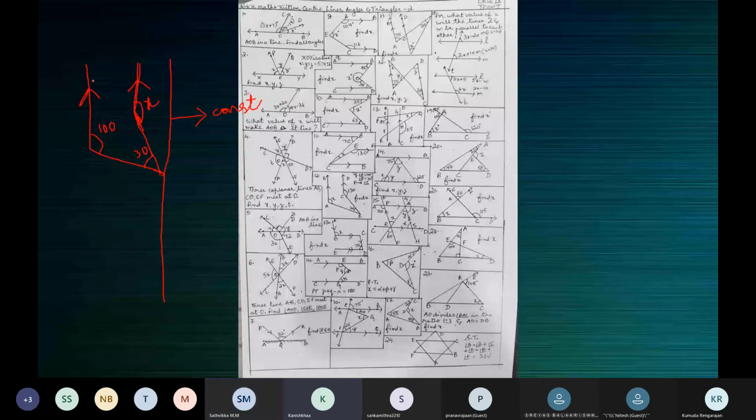130. 130, ma'am. Satvika, how much? 130, ma'am. Okay, Satvika says 130. Ma'am, for me also, 130 degrees. Okay, Kanishka 130. Sorry, ma'am, 110. X is equal to 110, ma'am. Okay.